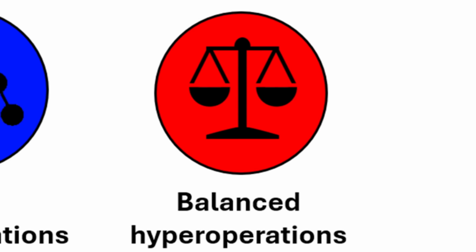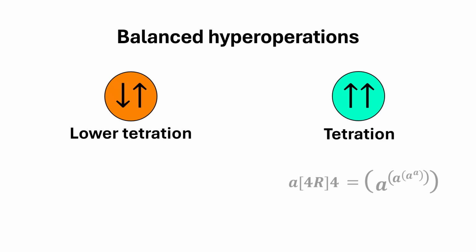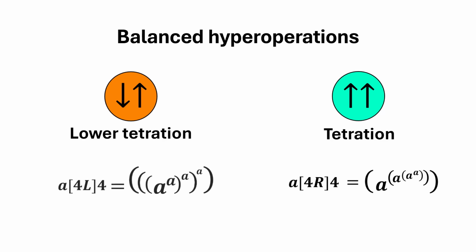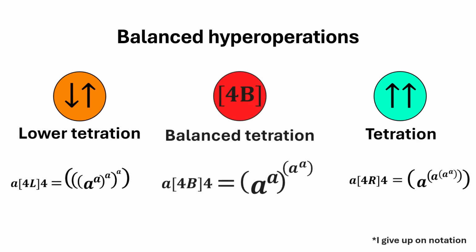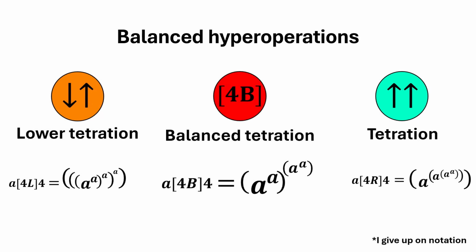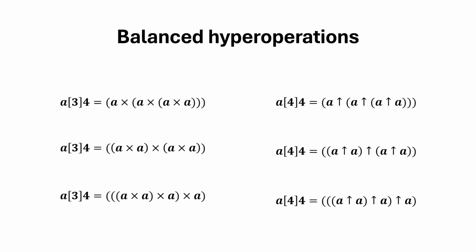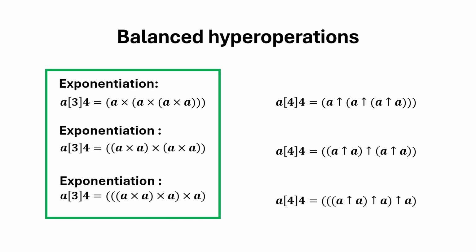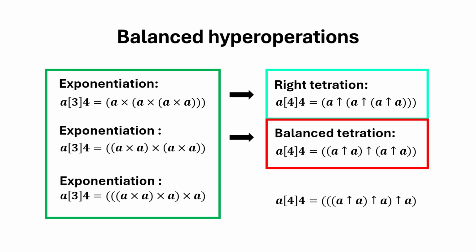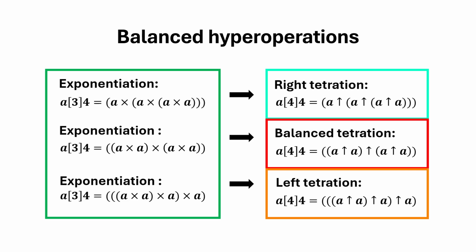Balanced hyperoperations. What if there was some operation between standard ones and lower ones? Balanced tetration is defined as a middle ground between the two. It still resembles iterated exponentiation, however the parentheses aren't chosen from top to bottom or from the bottom up. They're balanced like this. It's a whole new generalization of iterated operations, and it's completely valid since all of these expressions mean the same thing in the context of simpler hyperoperations. But the choice of which is the correct way to place parentheses is kind of arbitrary.